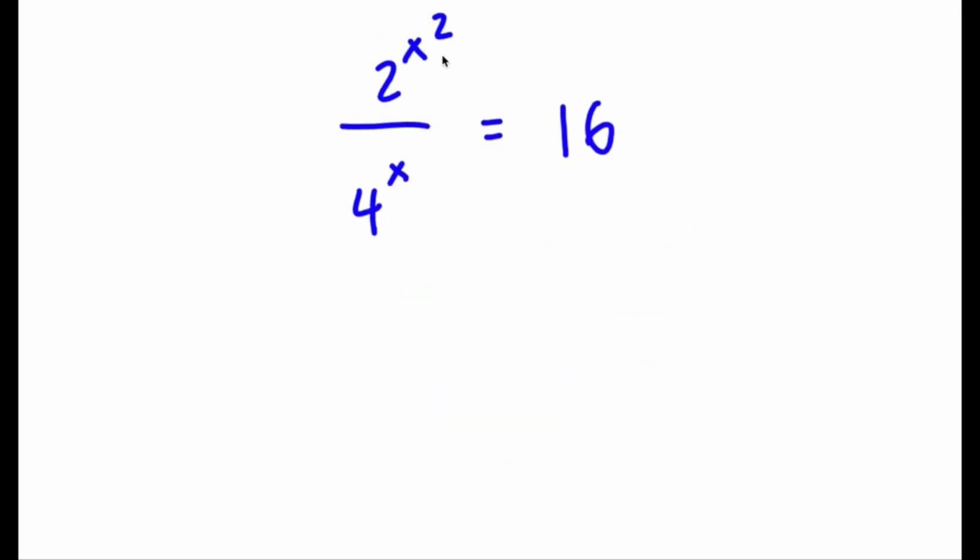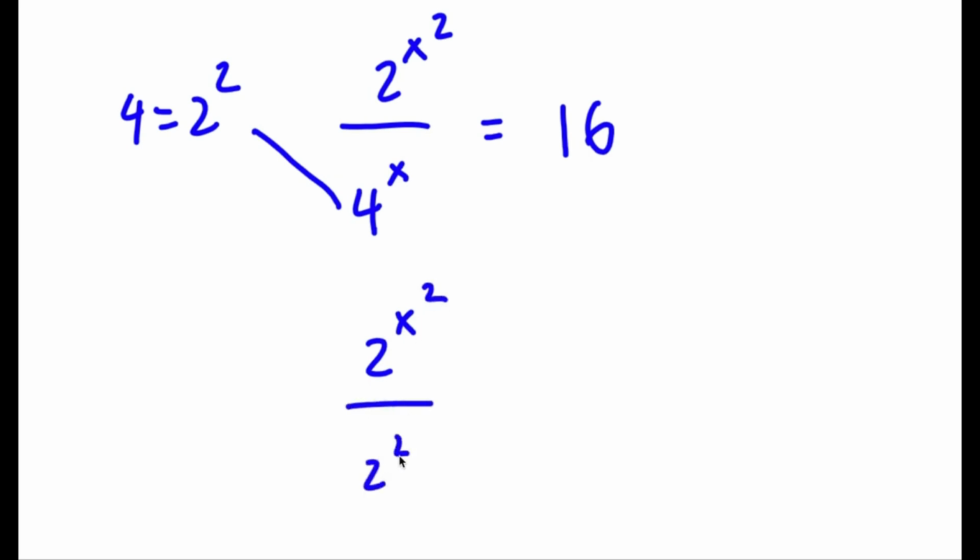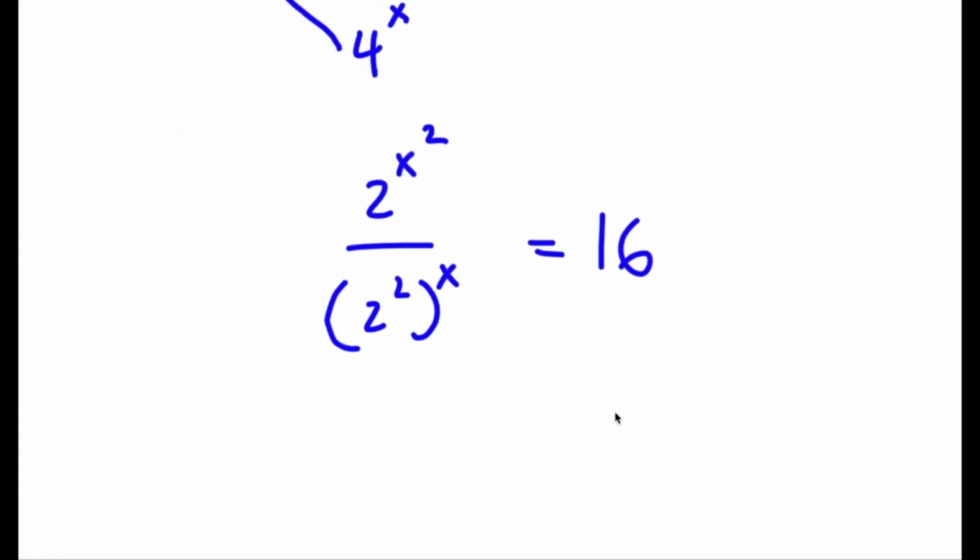Alright, so I have 2 to the power of x squared over 4 to the power of x is equal to 16. Now the first thing I'm going to do is I'm going to change 4 to the power of x, because 4 is the same thing as 2 squared. So now if I substitute in 2 squared for 4, I get 2 to the power of x squared over 2 to the power of 2 to the power of x is equal to 16.